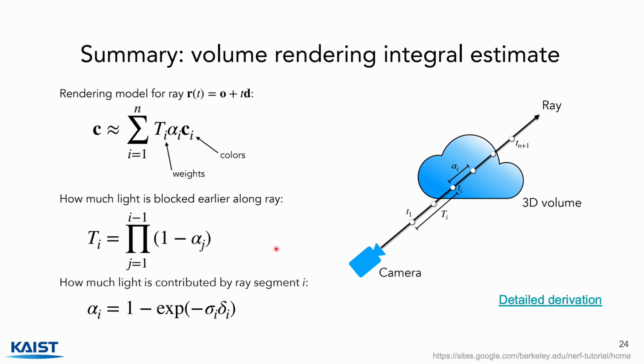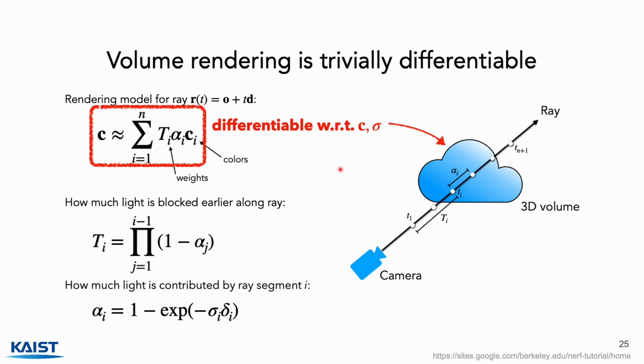alpha values here. To summarize, the expected value of the pixel color is actually a weighted sum of 3D color values, assuming a piecewise constant density and color in each of the intervals. And we have this transmittance T_i here, which represents how much light is blocked earlier, and the alpha value, which shows how much the light is contributed by segment i. And since this is all of the volume rendering equation, you can easily see that this method is trivially differentiable with respect to color C and sigma, which represents volume density here.